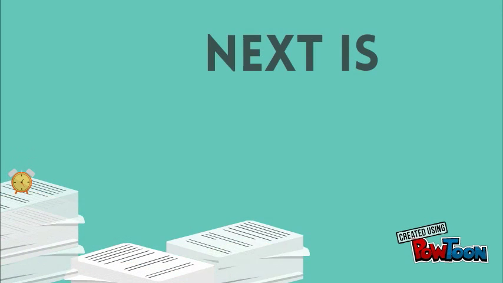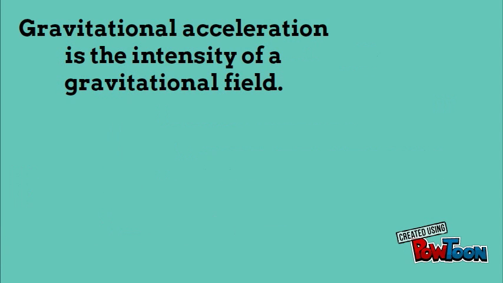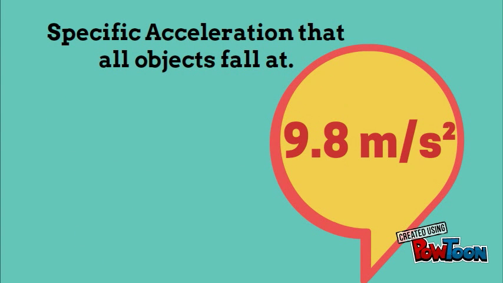Now, let's jump into the next topic, which is gravitational acceleration. Gravitational acceleration is the intensity of a gravitational field. It also plays a big role in the force caused by gravity. Adding on, it is a specific acceleration that all objects fall at, which is 9.8 meters per second squared.